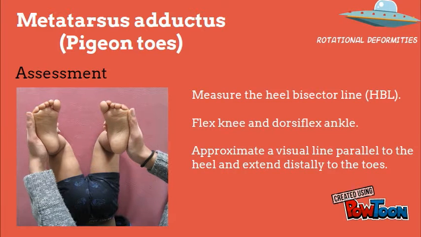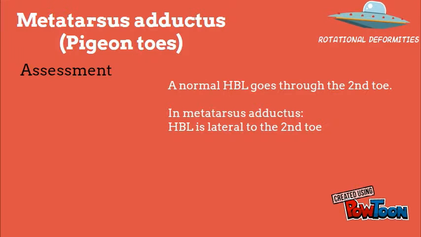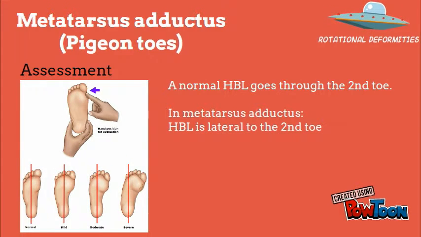Measure the heel bisector line. Flex the knee to 90 degrees and dorsiflex the ankle so that the plantar surface is parallel to the ceiling. Approximate a visual line parallel to the heel and extend distally to the toes. A normal heel bisector line goes through the second toe. Metatarsus adductus is diagnosed when the heel bisector line is lateral to the second toe.